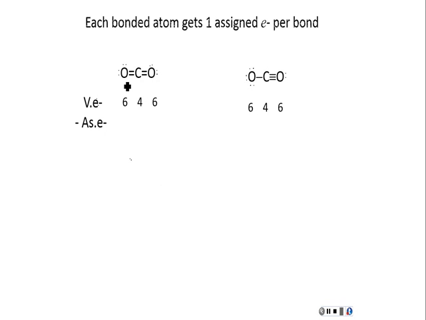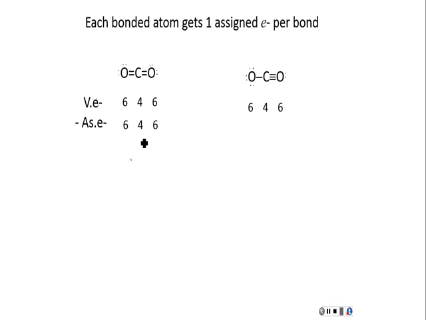So my valence electrons would be 6, 4, and 6: 6 because oxygen is group 6, 4 for carbon. That's no different. But the assigned electrons are a little bit different. For the assigned electrons, you can see the ones I have, 1, 2, 3, 4 for this particular oxygen. And now I have a double bond. For each bond, I'm going to take an electron and give it to that particular atom. So this oxygen atom has 2, 4, 5, and 6. The carbon has 1, 2, 3, 4. And this oxygen would have 2, 4, 5, and 6.